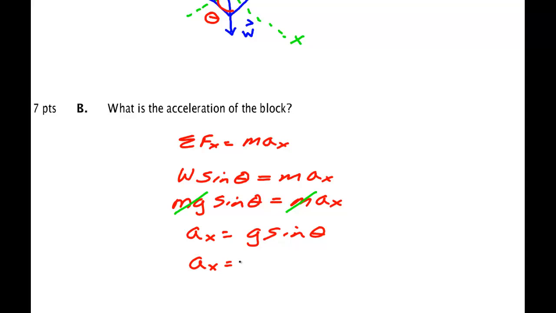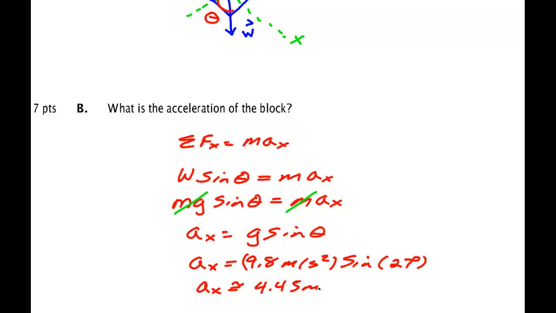So ax is 9.8 meters per second squared times the sine, and the angle in this problem was 27 degrees. So the acceleration is 4.45 meters per second squared. That completes that part.